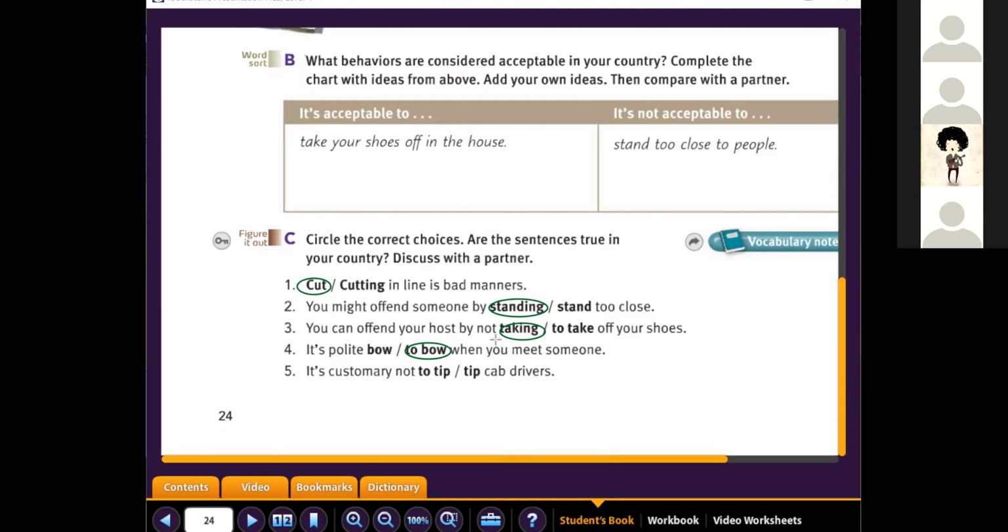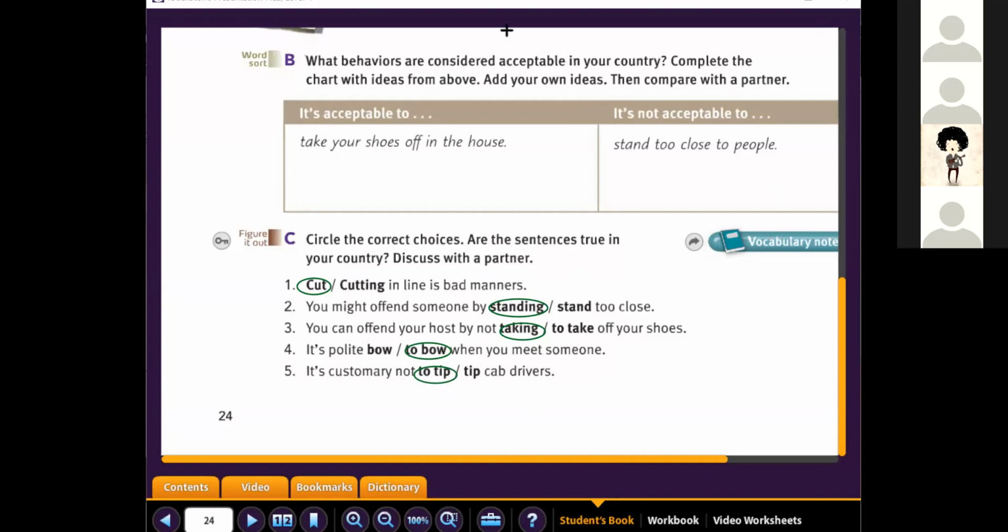Please, Grace, help me with the final one. The number 5. It's customary not, which one? To tip or just tip? Tip. Are you sure just tip? I think it's not to tip because we need a preposition. It is customary not to tip cab drivers. In this case, that's the answer.